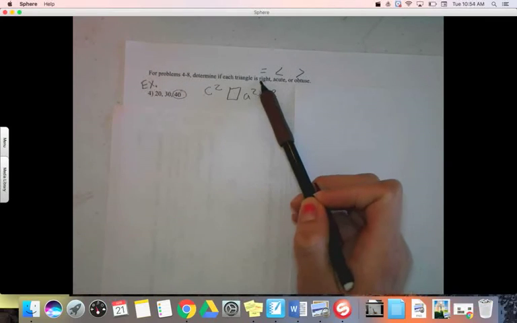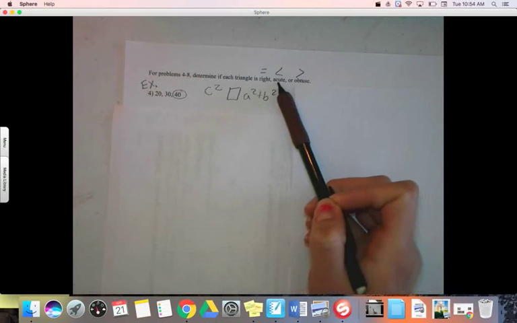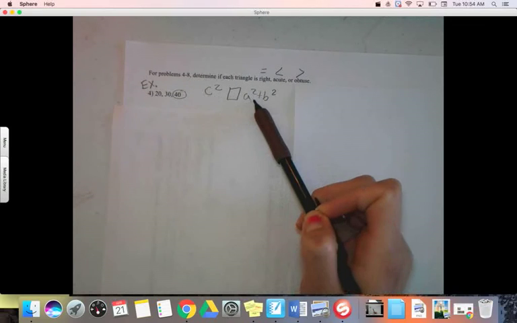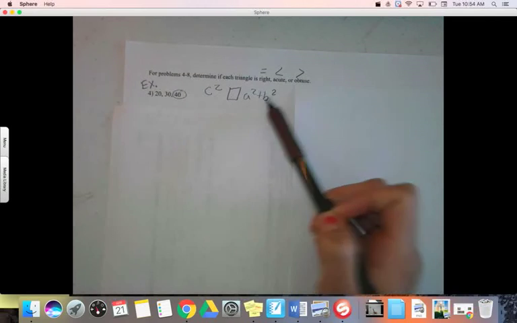Okay, so things we know from that theorem: if it's a right triangle, c squared is equal to a squared plus b squared. If it's acute, c squared will be less than a squared plus b squared. And if it's obtuse, c squared will be greater than a squared plus b squared.